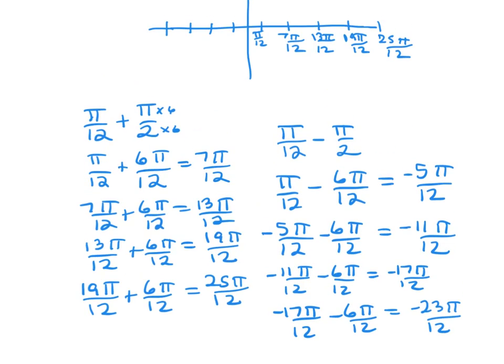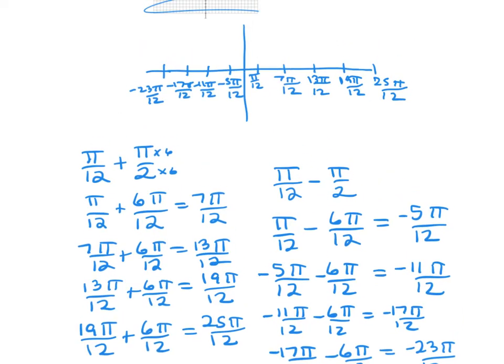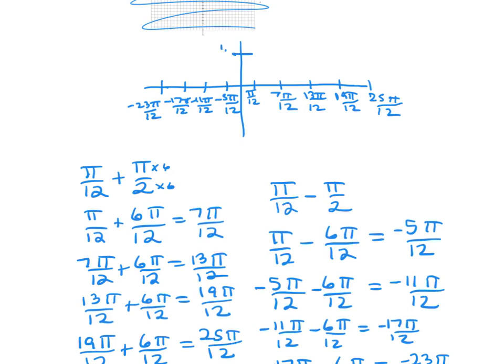Let's label all the left side here. So -5 pi over 12, -11 pi over 12, -17 pi over 12, and -23 pi over 12. I'm going to put in my amplitude. It's the 1/2 and the -1/2.